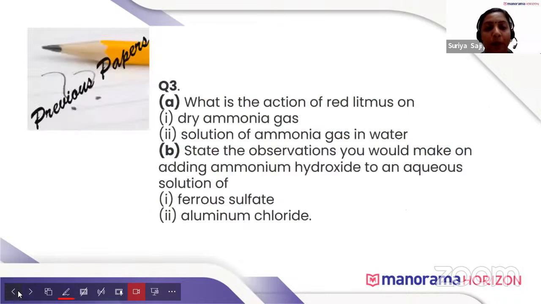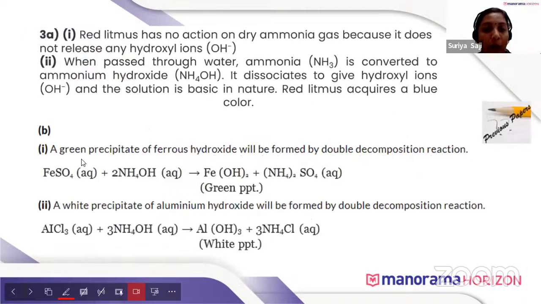So similarly, we can state the observations you would make on adding ammonium hydroxide to an aqueous solution of ferrous sulfate and aluminum chloride. So we will see the reactions. Ammonium hydroxide reacts with FeSO4, we'll get a green precipitate of ferrous hydroxide, and in the case of aluminum chloride, it is aluminum hydroxide.